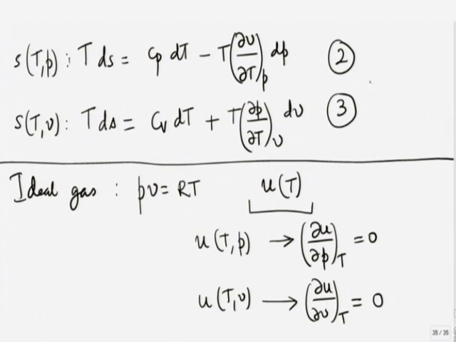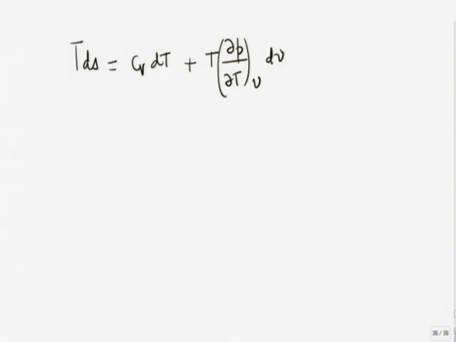What we will do is we will start with, let me rewrite 3 again. We have TdS. Just now I have not invoked ideal gas. TdS is Cv dT plus T dP by dT at constant V, dV. Am I right?